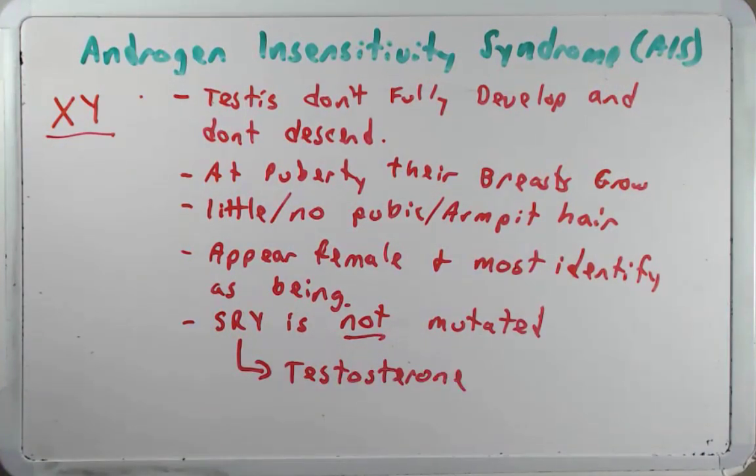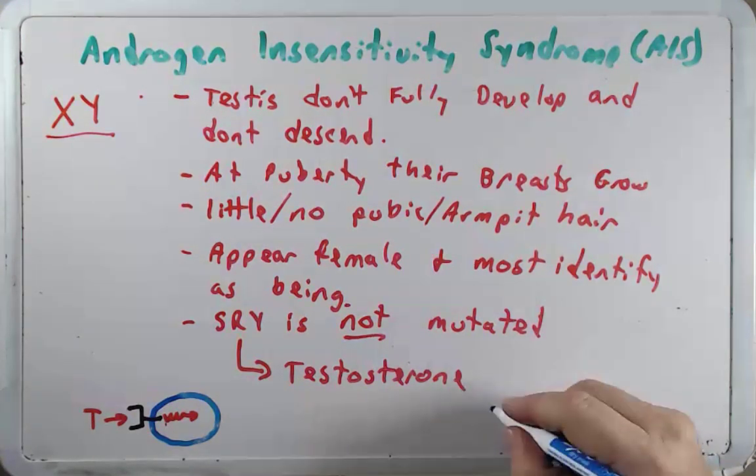But here's where the problem comes in. The cells that respond to testosterone have a receptor on them. And so usually what happens is testosterone binds to these receptors, and when they bind to these receptors, various activities occur that activate pathways to lead to the formation of male sex organs.